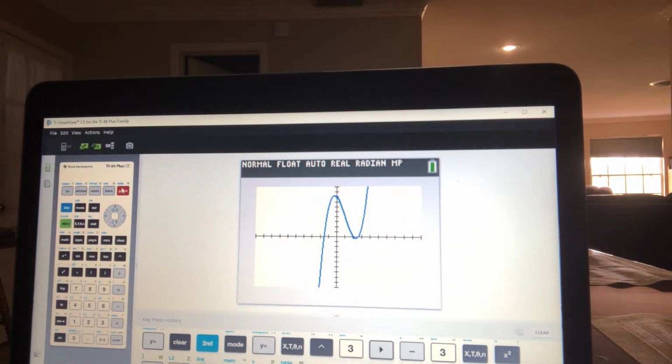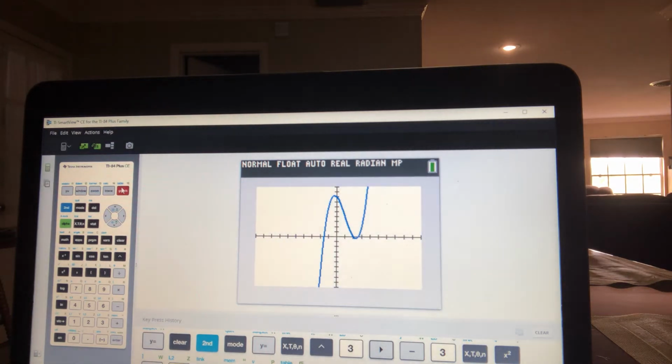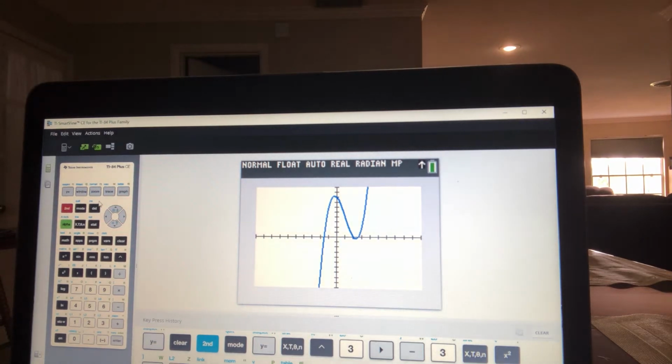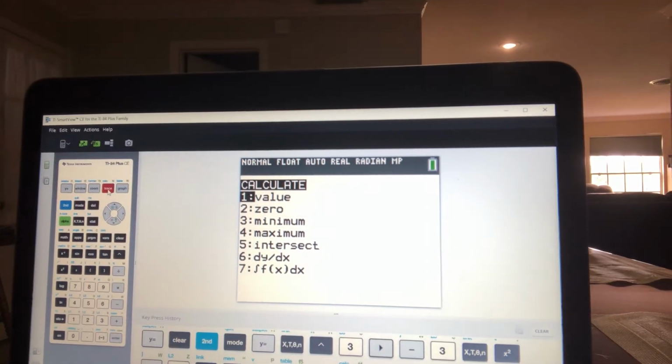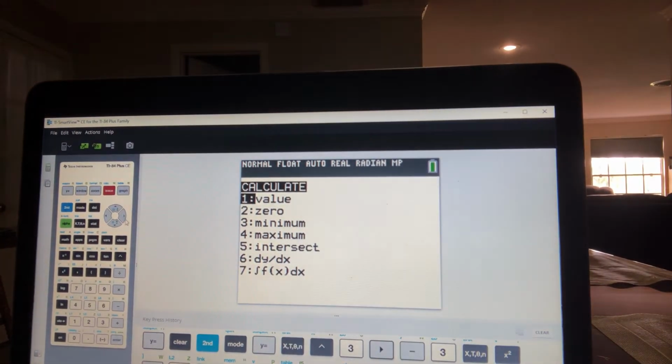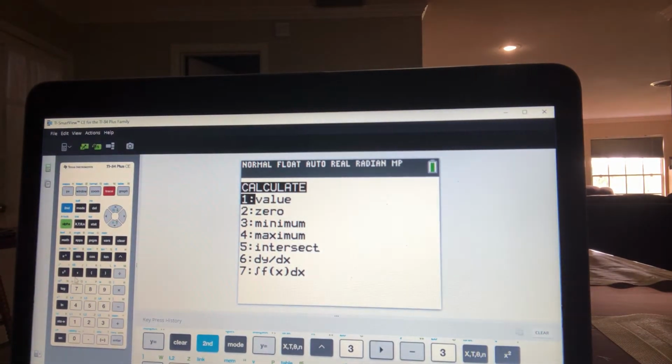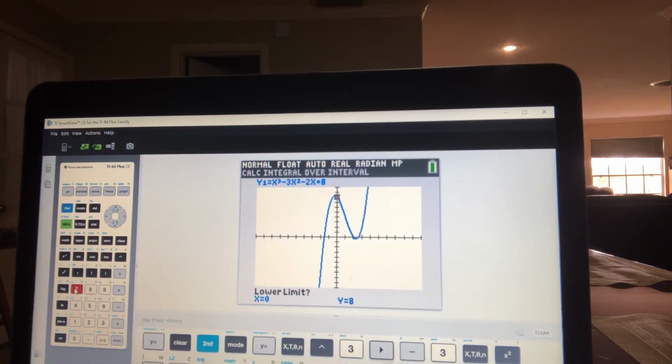and then we are going to calculate the definite integral. Okay, so you're going to go to calculate, so you'll press second, and then calculate is on the top row, 4th button, and you'll see the screen that says calculate. Choose number 7. And in number 7, notice that that's the symbol for an integral. It's the elongated S. So press that one, number 7.